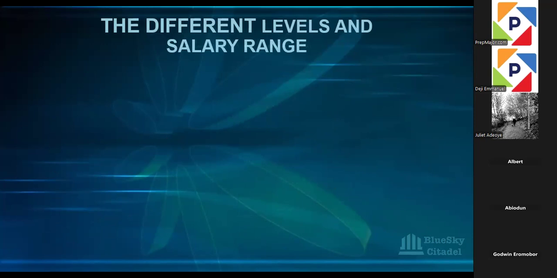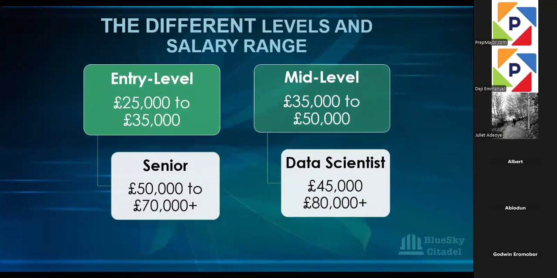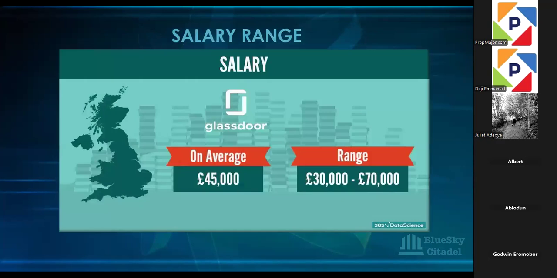And then the different levels and salary range. Well, the entry level, as we have it here, is from 25 to 35K, because I know most of us are interested in the money part. The mid-level is from 35 to 50, and senior from 50 to 70. But it might be different in some parts of the world. And the data scientist is from 45 to 80K. And according to Glassdoor, which is relevant to the UK, on average it is around 45K, and from another range, 30 to 70K.